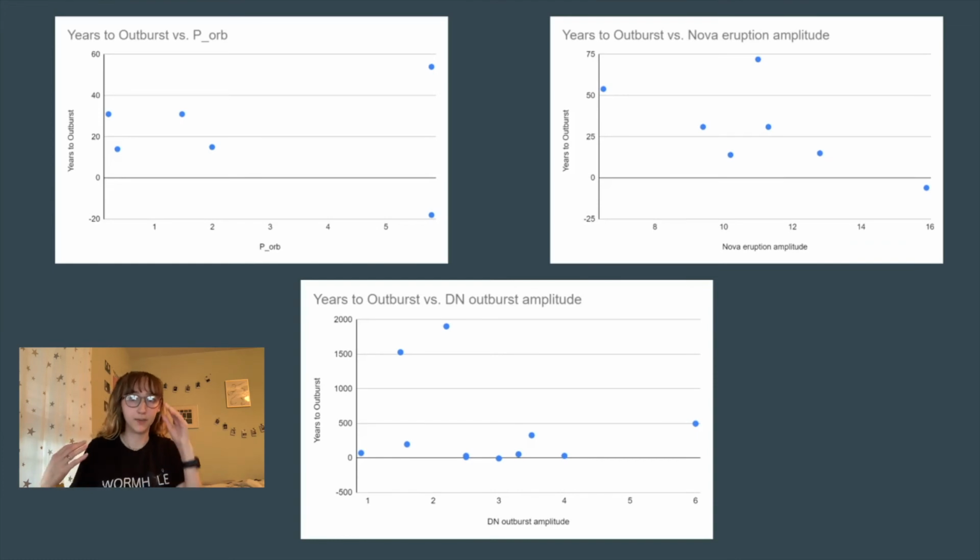So here are some of the graphs for conclusions we were trying to draw from relations that were theorized to have existed. So at first we plotted the orbital period versus years to outburst, since it was theorized that these two correlated in some way. Unfortunately, we didn't have enough data to see a correlation, as you can see here. So without finding a correlation, we plotted years to outburst versus the nova eruption amplitude, which we could not find any relation, and same with the dwarf nova outburst amplitude. No correlation could be found, probably because we didn't have enough data.